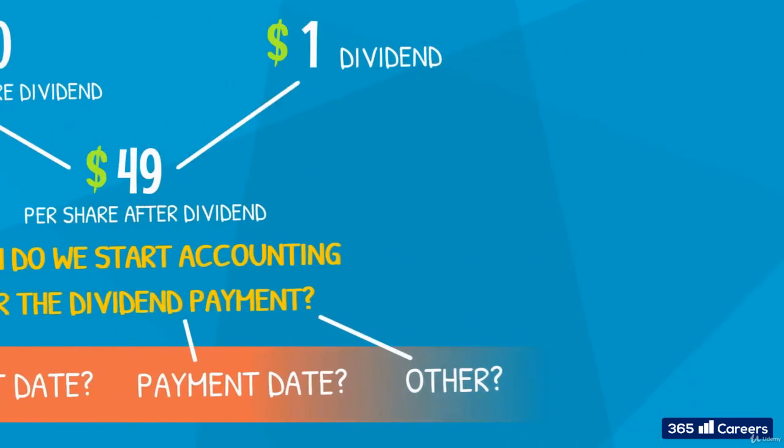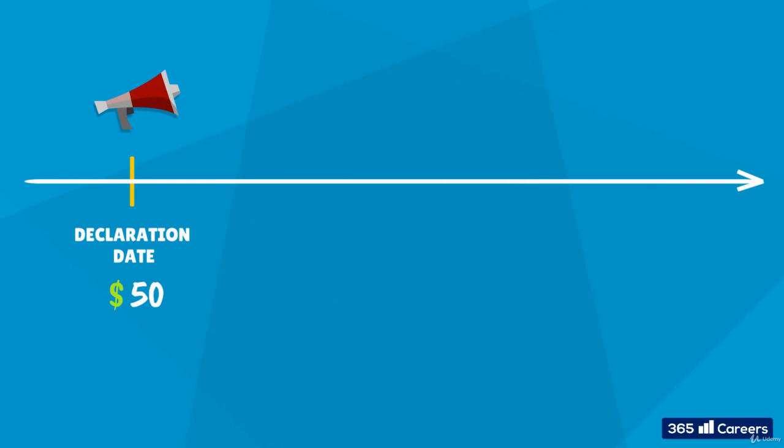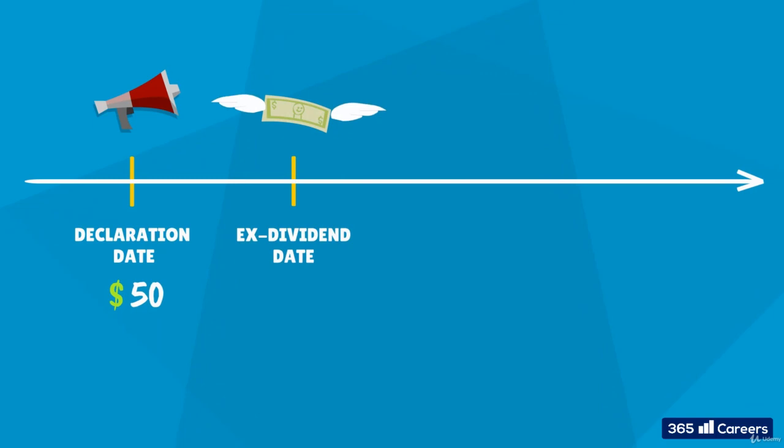Let's imagine we have the following timeline. First, there is a declaration date. The company issues a press release that the board of directors has approved the payment of a $1 dividend. Then we have the ex-dividend date, which is the first day when the stock's shares will reflect its new price of $49. $50 minus $1, remember?